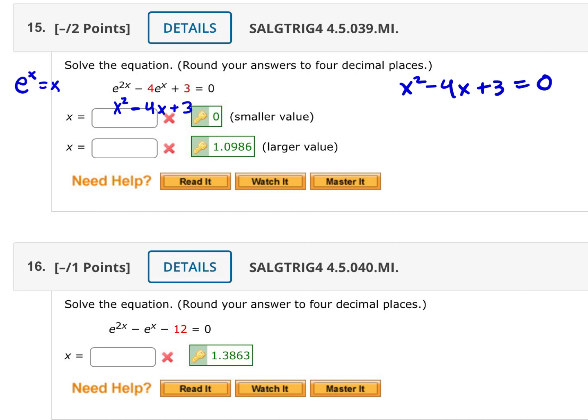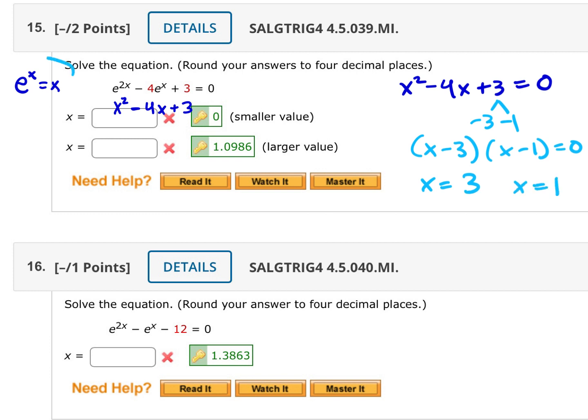How would we solve this? George, what do we do to solve this? The blue one. Factor. What are 2 factors of 3 that add to negative 4? Negative 3 and negative 1. So we'd have x minus 3 and x minus 1. So x is equal to 3 and x is equal to 1.